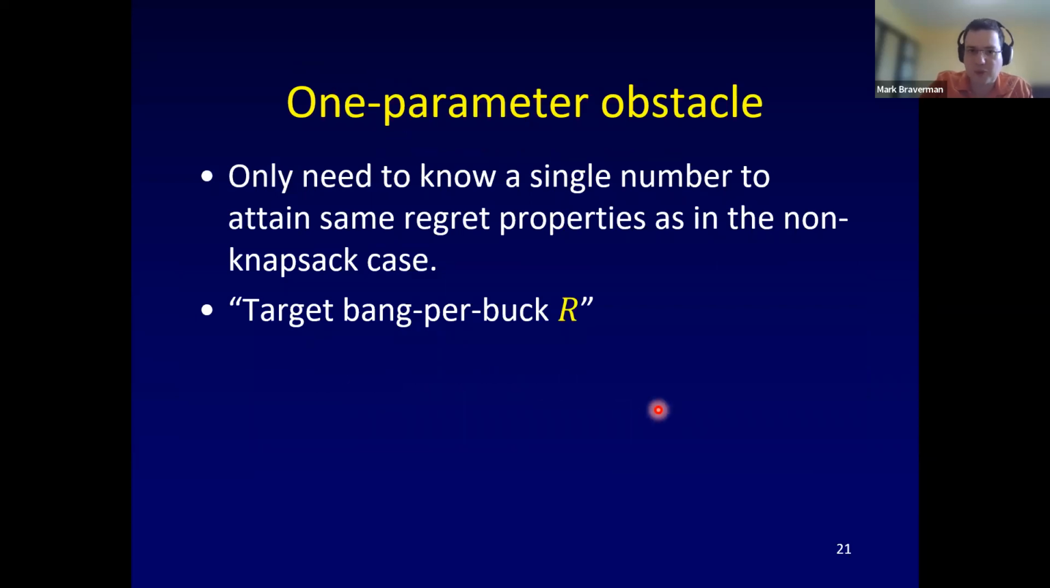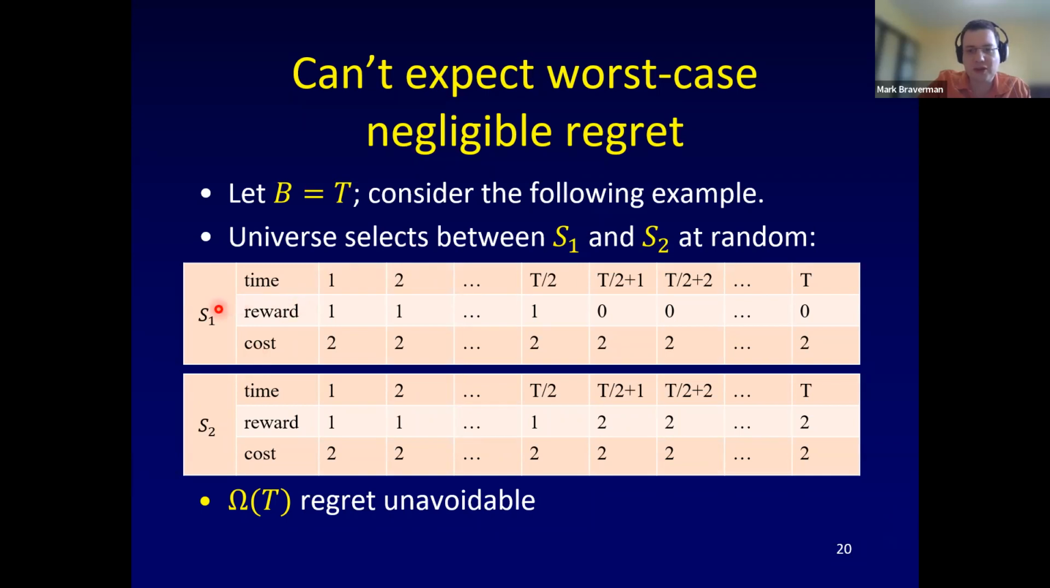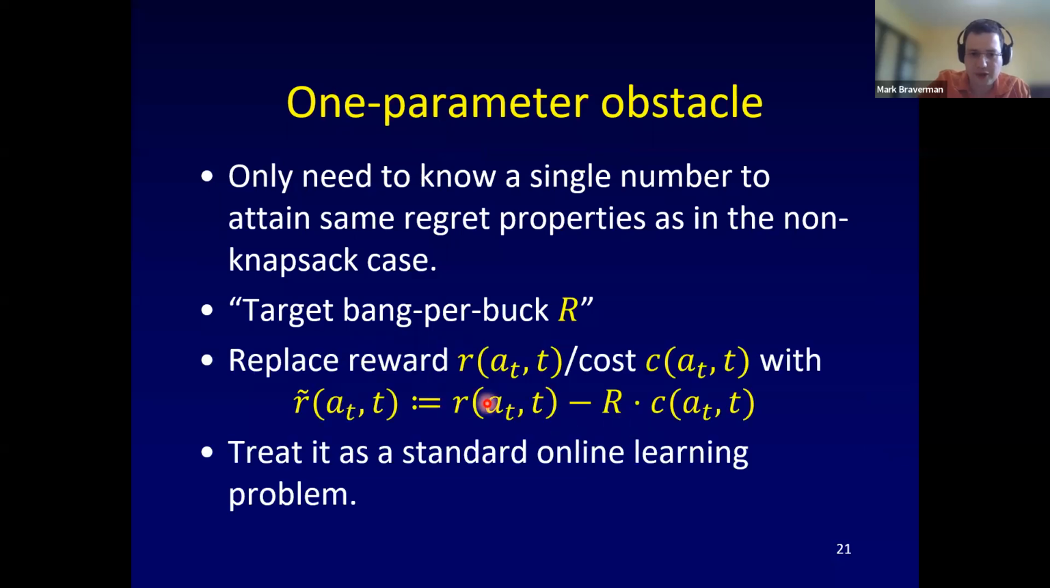But actually, the obstacle is a one-parameter obstacle. All you need to know is a single number to attain the same regret properties as in the non-knapsack case, which is the target bang per buck. So basically, if a little bird whispers to you that in this universe you should expect half a reward per unit of cost, and in this universe you should expect 1 reward per unit of cost, once you know that, you actually can attain negligible regret, because all you do is basically a change of variables and treat it as a standard online learning problem.